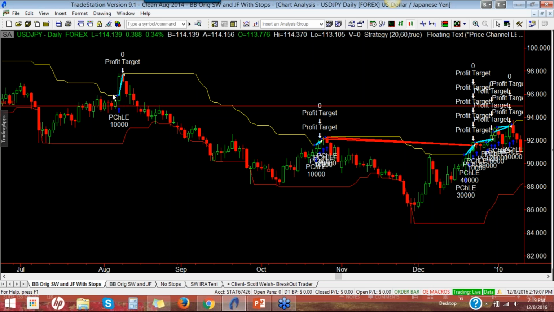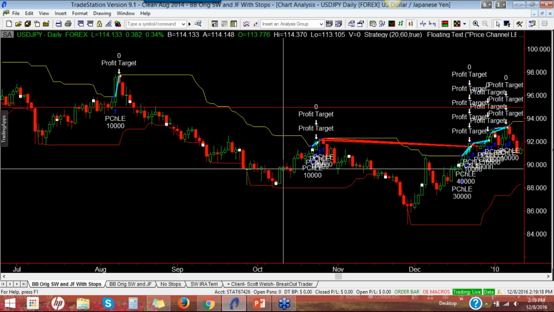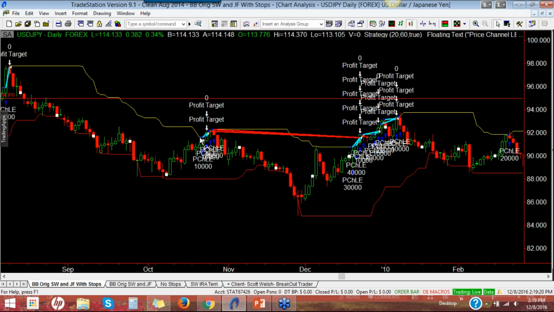There's the high, right? It's shown here by the price channel. As soon as it breaks above, the market's hot, and we get out at a profit. Okay, got it? Excellent. Here's another one. There's your price channel, the high of the previous 20 bars, right? It broke above that, took a little profit. Here is a little get out of trouble.